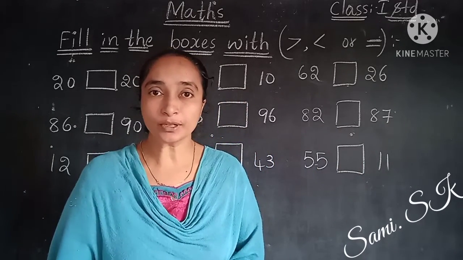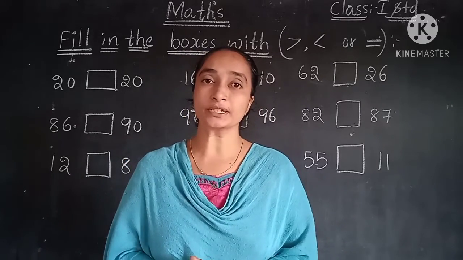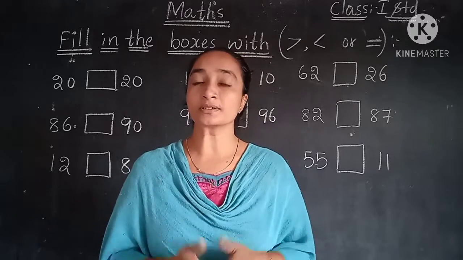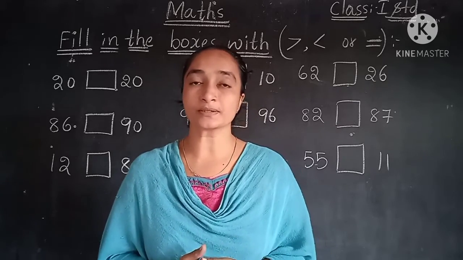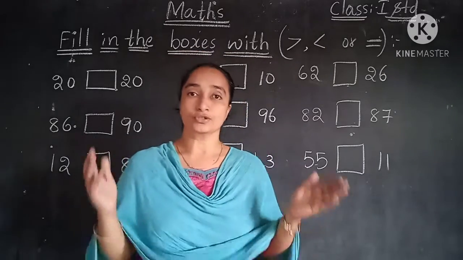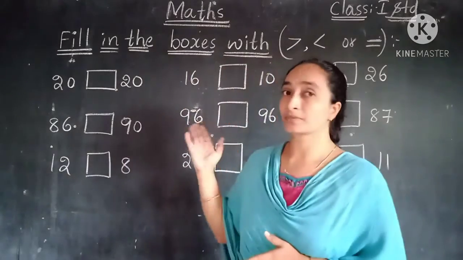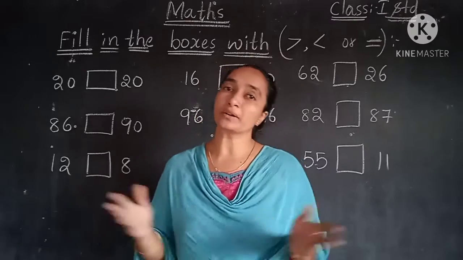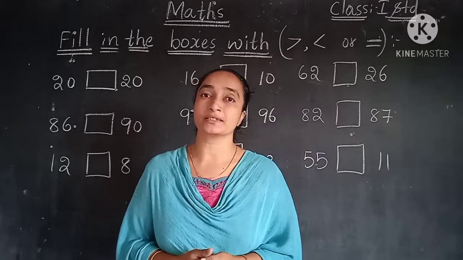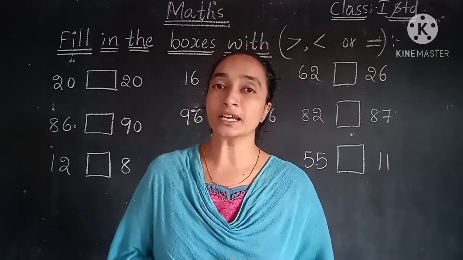Today we are going to learn about first class maths. So children, in the previous class we have already completed making of tens, the after numbers, the before numbers, the between numbers, and now counting backwards. Today in our class we are going to discuss the symbols. We have already completed them in previous classes, but still one more time we can practice. So that is the symbols: greater than, less than and equal to.